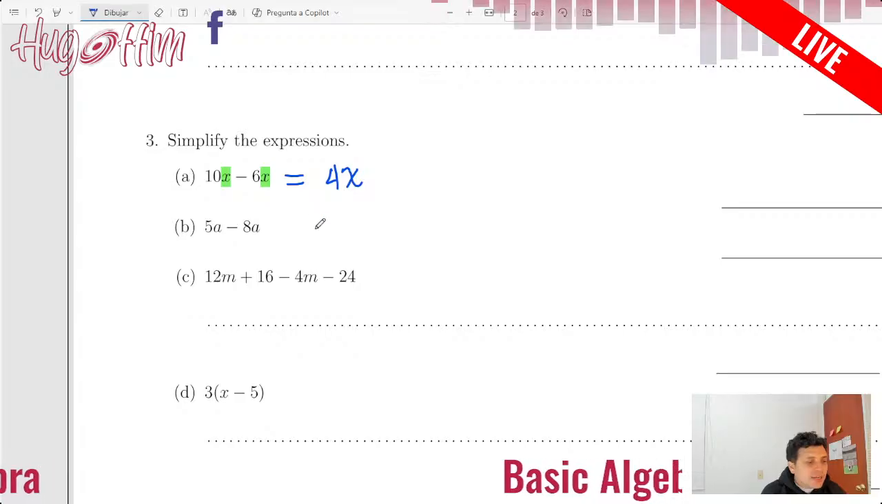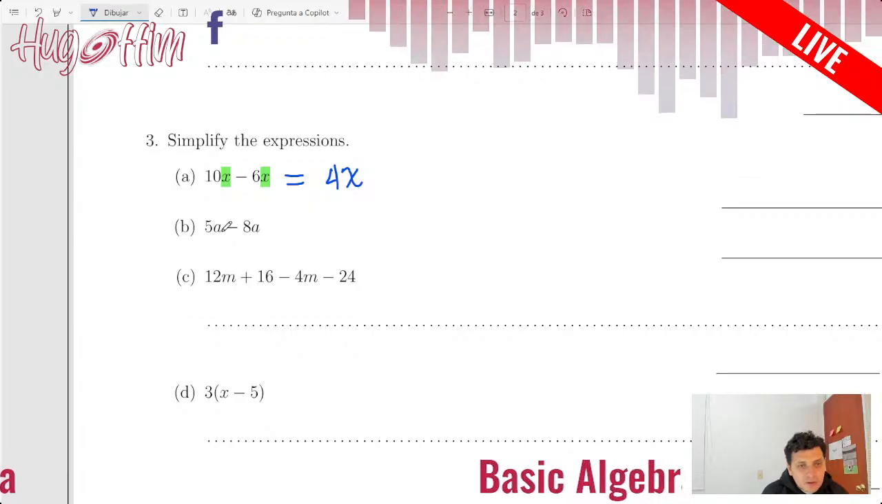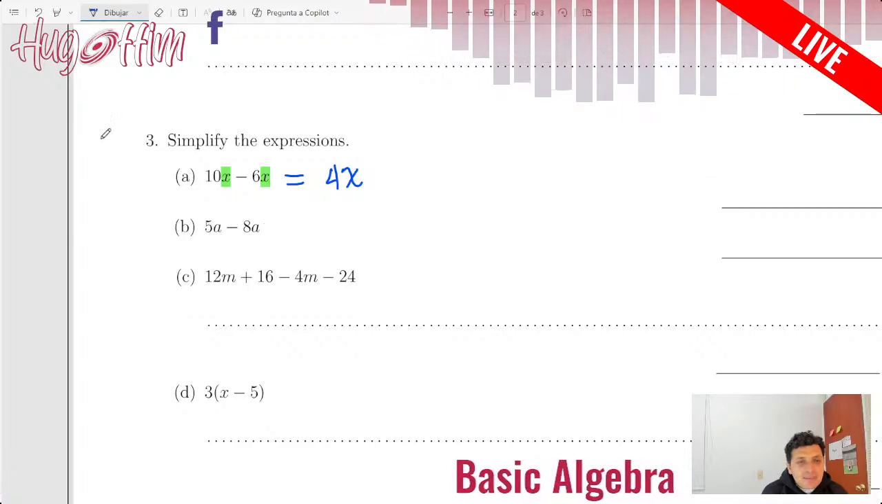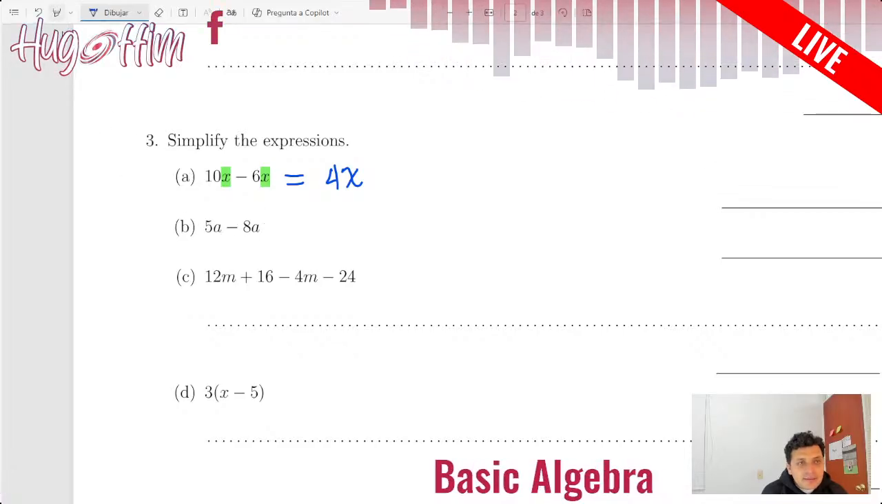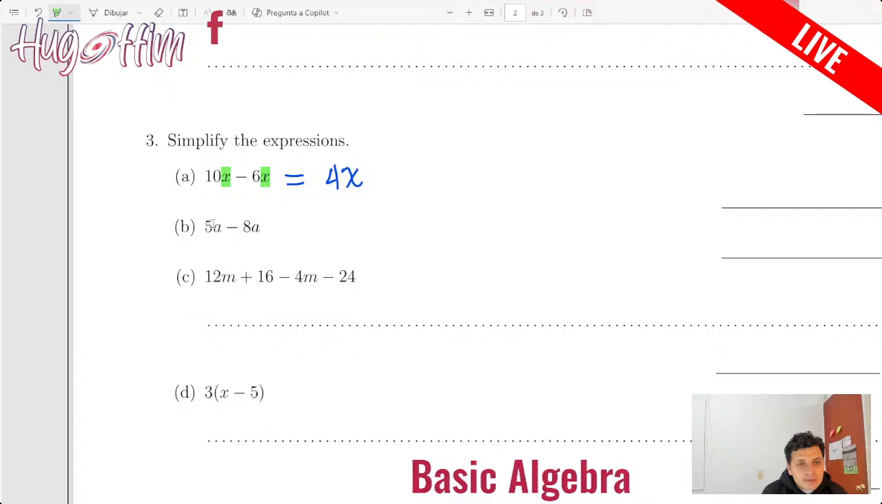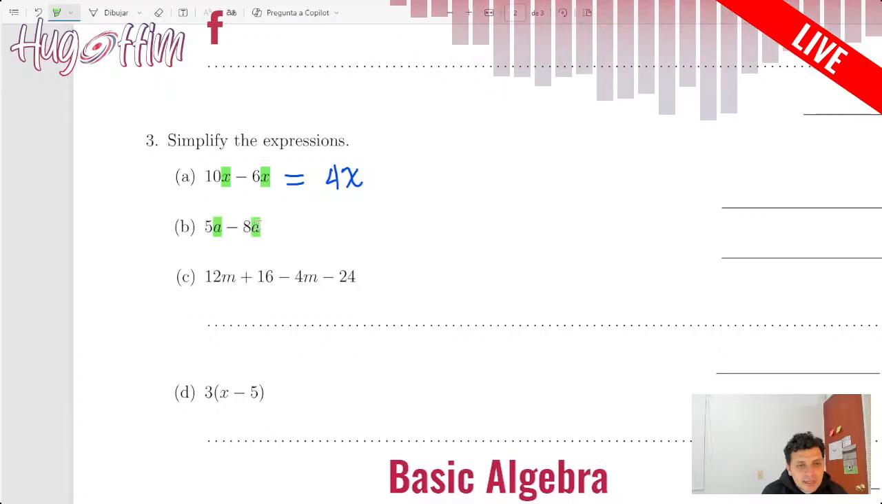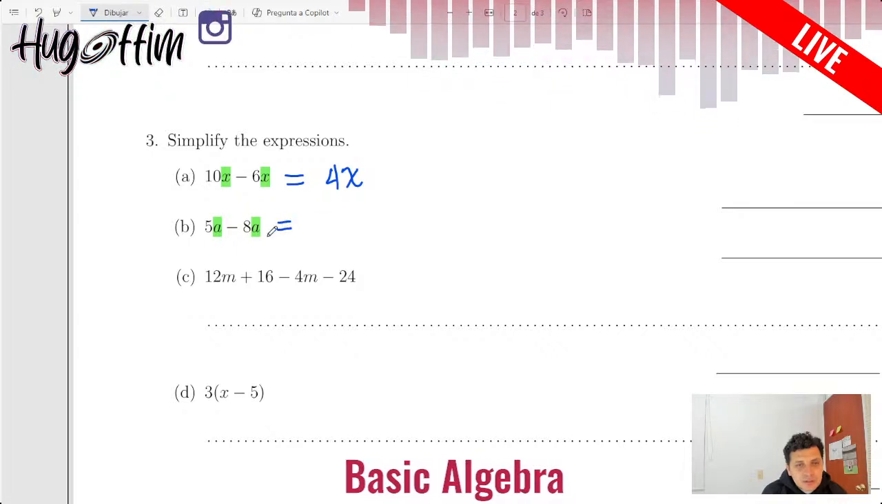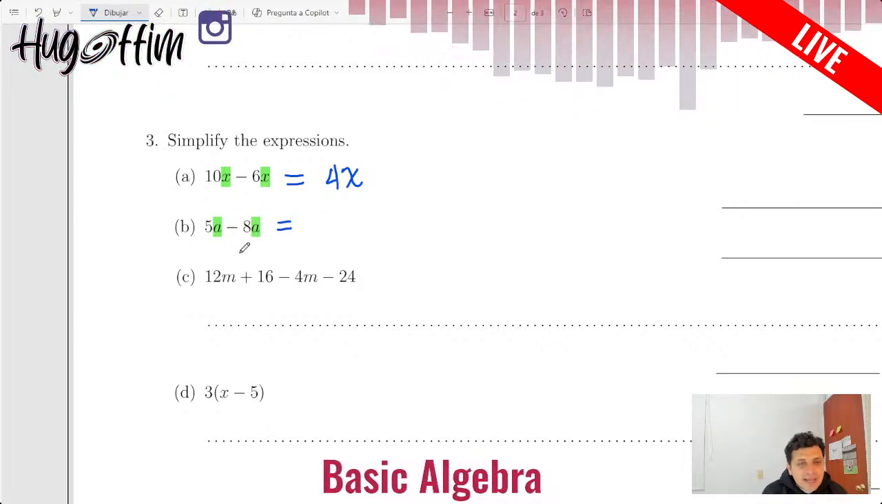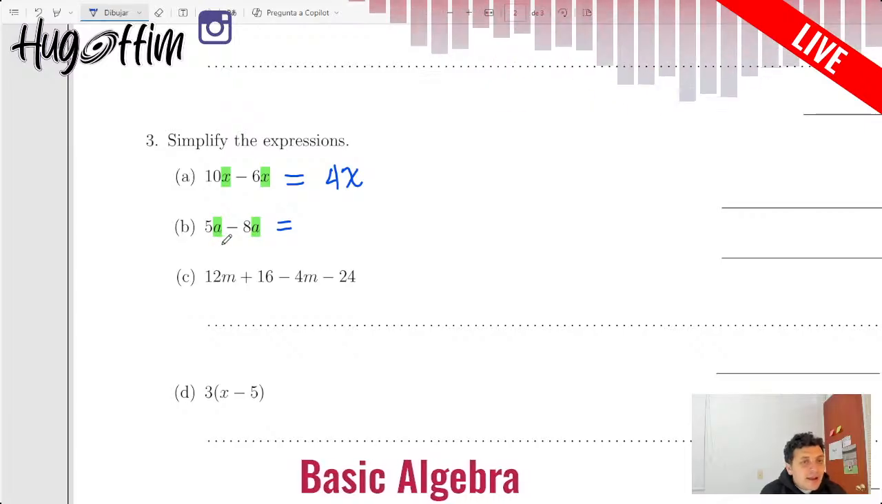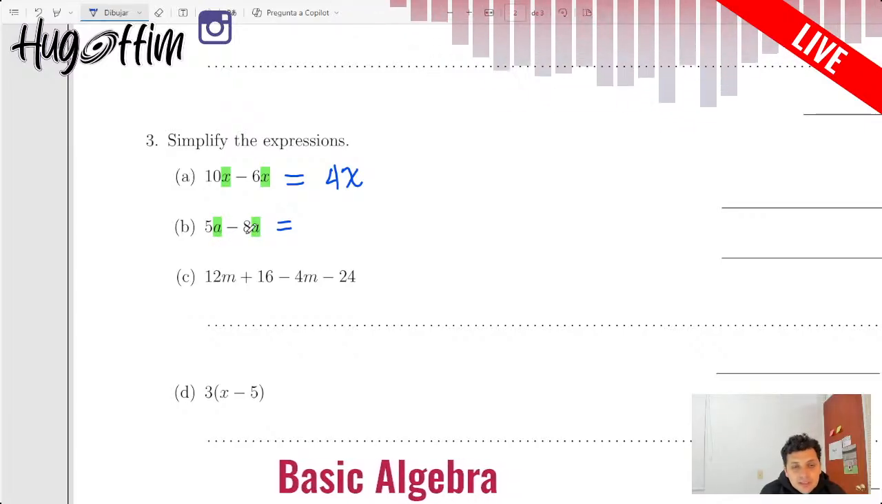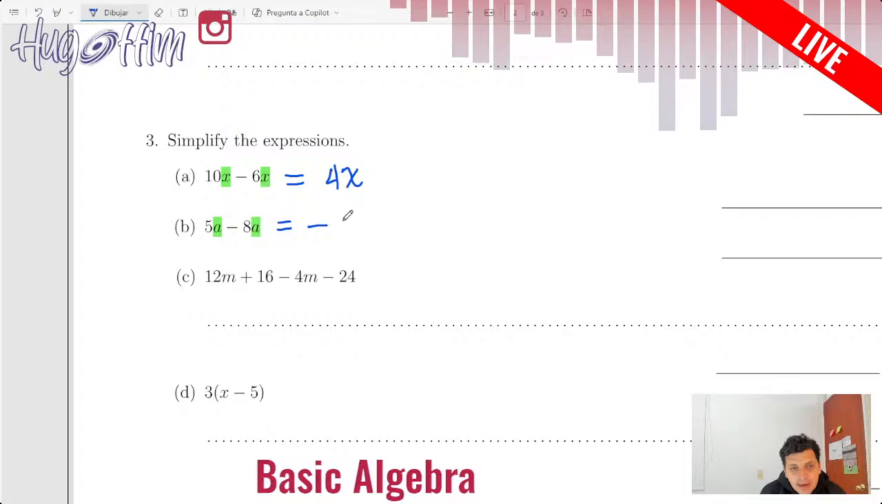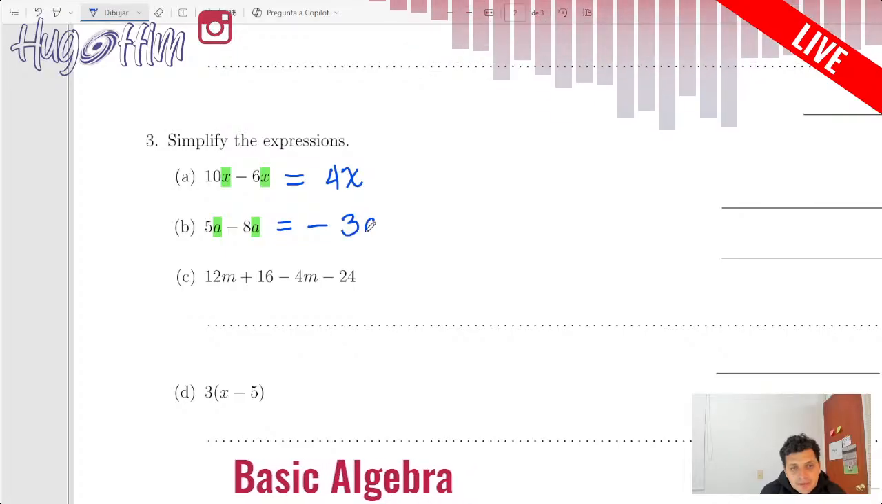This is how you can identify this work so far. So what happens if I have 5a minus 8a? I identify the like term, a. So in this case, I just need to do 5a minus 8a. So it's like having $5 minus $8. So I'm going to have minus $3 of debt, right?